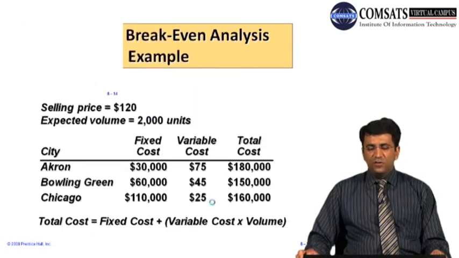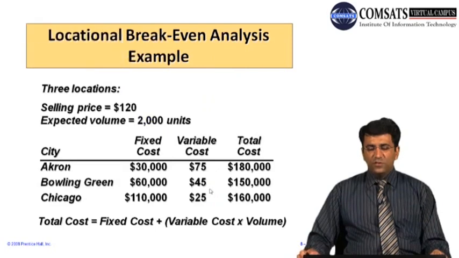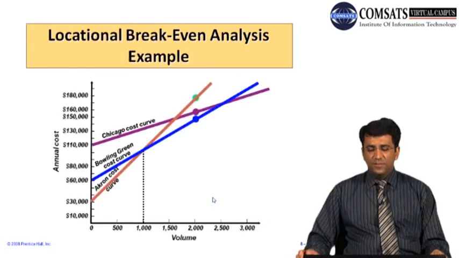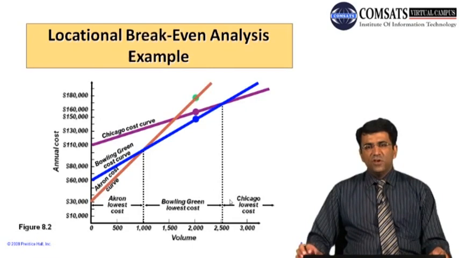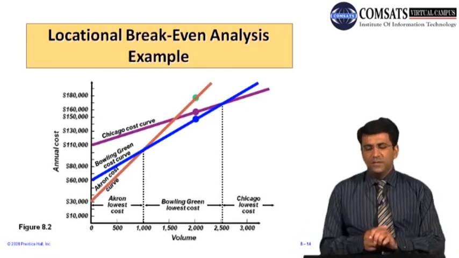Now as you know, we want to have the volume of 2000 units. You can see from this graph that for this volume, that is 2000 units, the least cost line is at this particular spot, that is for the Bowling Green cost curve. So we can minimize our cost if we opt for this particular alternative, and by choosing it our total cost will be minimized. So this is another way we can find out the optimum location for our setup.